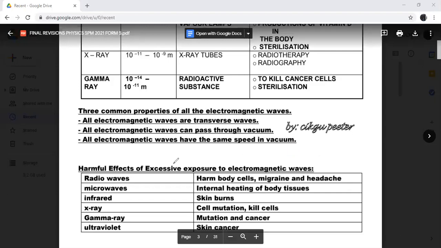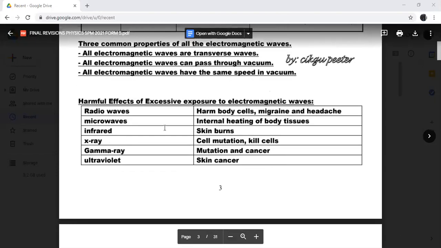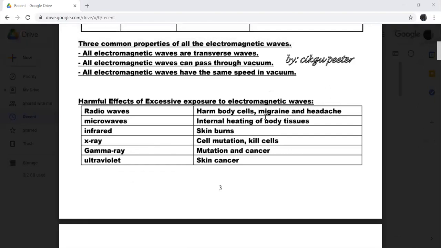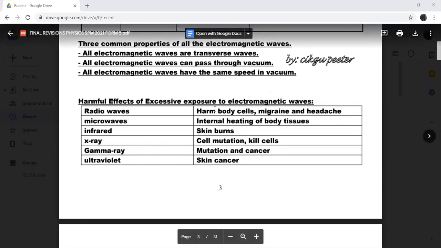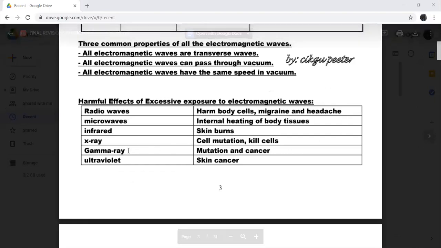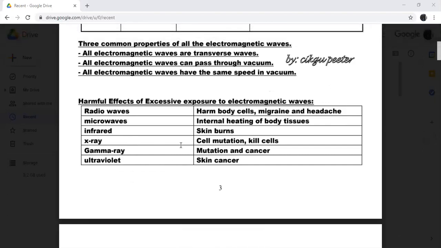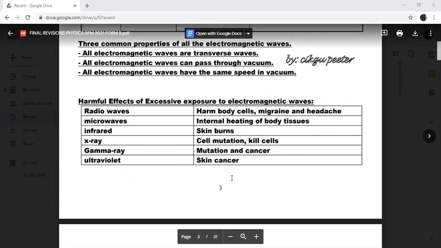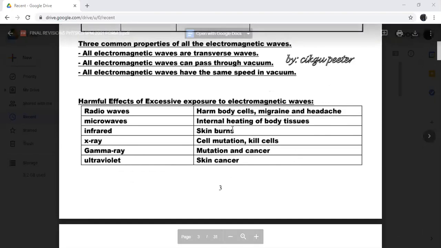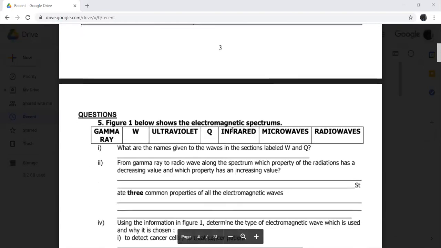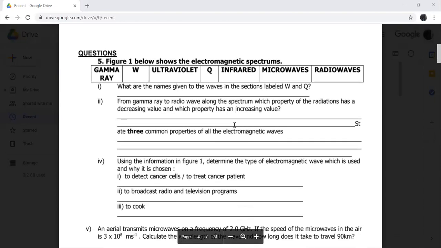Harmful effects of excessive exposure to electromagnetic waves. Also, please go through. Radio wave, harms body cells, migraine, headache. Microwave, internal heating of body tissues. Infrared, skin burn. X-ray, cell mutation or kills the cells. Gamma ray, mutation, cancer. Ultraviolet, skin cancer. So all this, please go through again. All right. Okay, let's try a few questions here.